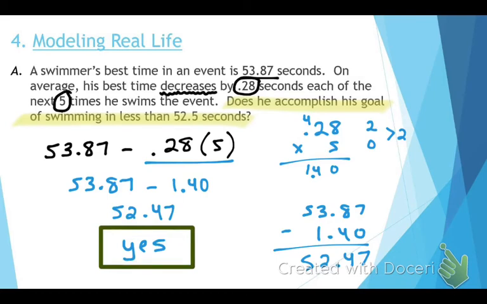Always make sure you go back and see. The final question is asking you a yes or no answer. Make sure you give back a yes or no response.